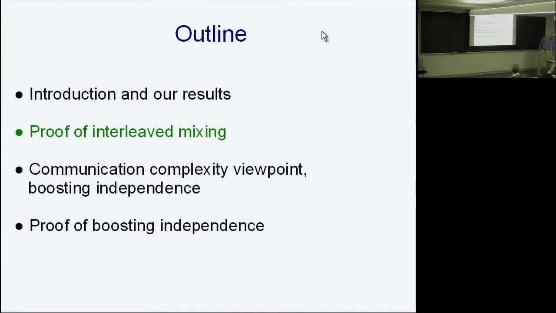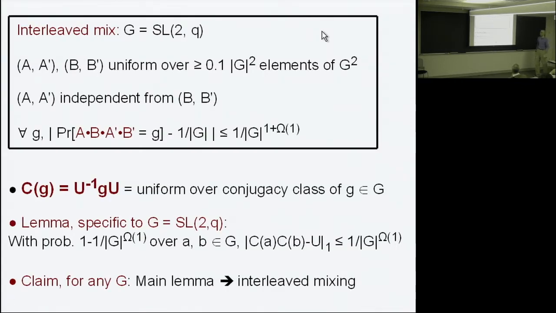Okay. So now I want to tell you what are the main ideas in this proof. I'm going to focus on this basic mixing result of A, B, A prime, B prime, the one that I had before. So a central notion in the study is that of a conjugacy class of the group. I'm going to have this notation CG for a uniform element from the conjugacy class of G. So you take a uniform U and you sample U inverse G U in the group. I'm going to use it extensively. And this result here can be obtained by the combination of one lemma and one claim.